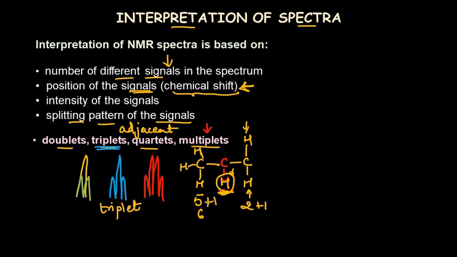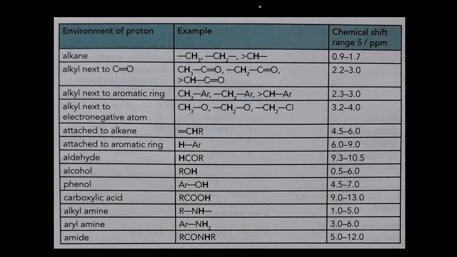So let's go ahead with some more examples to study what the different types of signals are, the position of signals, the intensity and the splitting pattern. But before that, let's have a look at a table which shows what kind of hydrogen is going to produce a chemical shift in what range of ppm. So here you can see the hydrogens of alkyl groups, maybe a methyl group CH3, CH2 or a simple CH, which produce a signal, that is the chemical shift, in the range of 0.9 to 1.7 ppm.